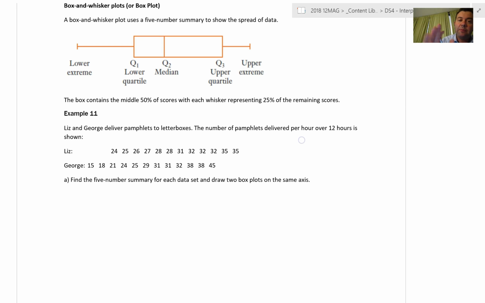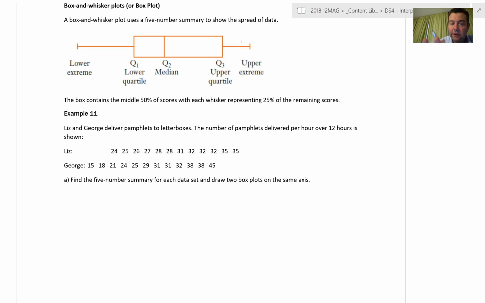Now I have a box and whisker plot. Remember, 25% of the scores here, 25% here, 25% here, 25% here. If this represented 80 scores, the first 20 scores would be somewhere between here and here. The next 20 scores between here and here. There'd be 75% of the scores, which would be 60 scores, in this total range here. Remember that.